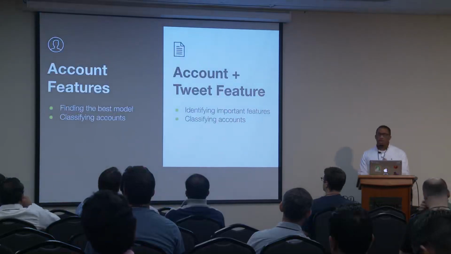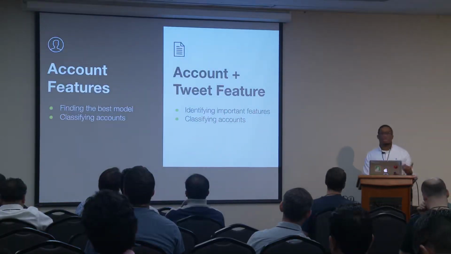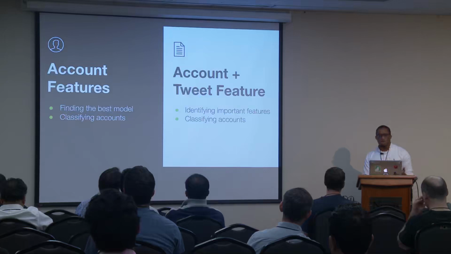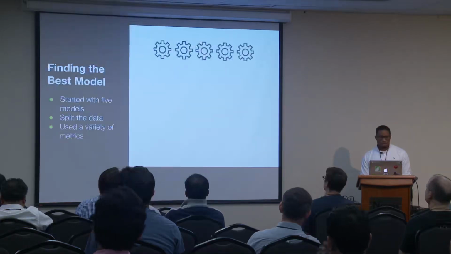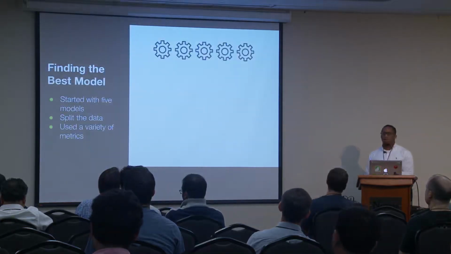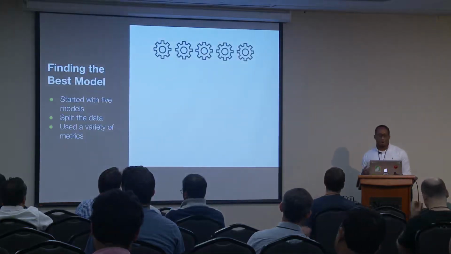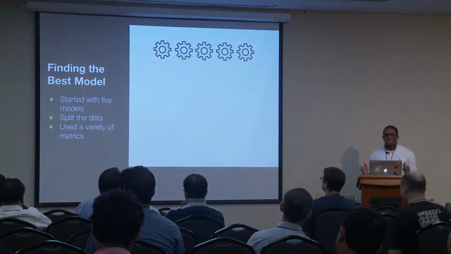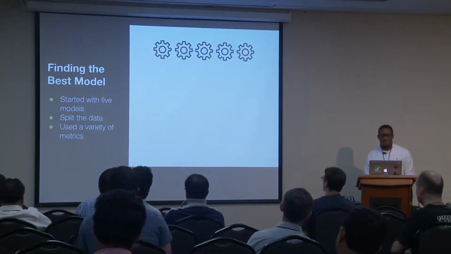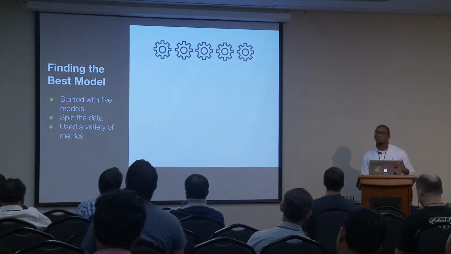So in this portion, I'm going to talk about how we went about trying to do classification just using account features, and then as well as including tweet-related data, how our classifier actually improved. So what I want to walk through is the data science process of finding the best model. I know I'm going to gloss over some details because of the limited amount of time, but I think it's important to understand the process that we went through in trying to do this classification.